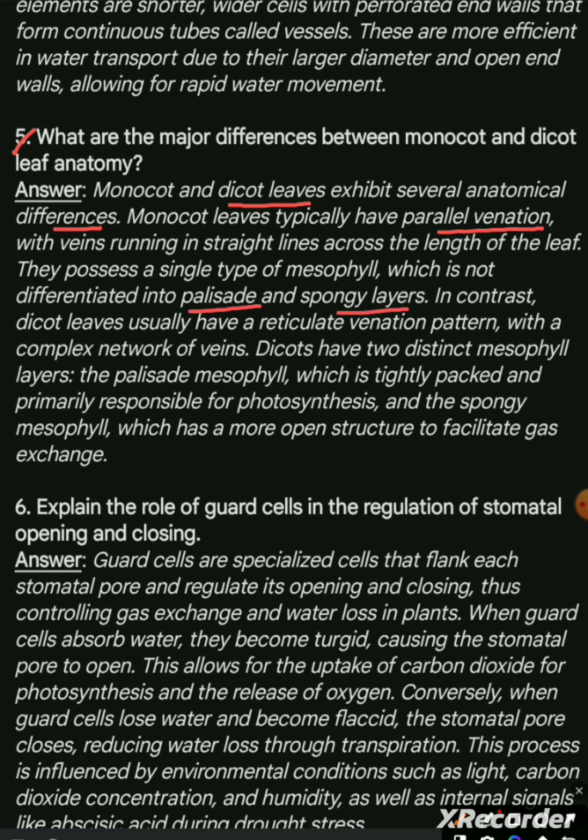In contrast, dicot leaves usually have a reticulate venation pattern with a complex network of veins. Dicots have two distinct mesophyll layers: the palisade mesophyll, which is tightly packed and primarily responsible for photosynthesis, and the spongy mesophyll, which has more open structures to facilitate gas exchange. Question number 6.